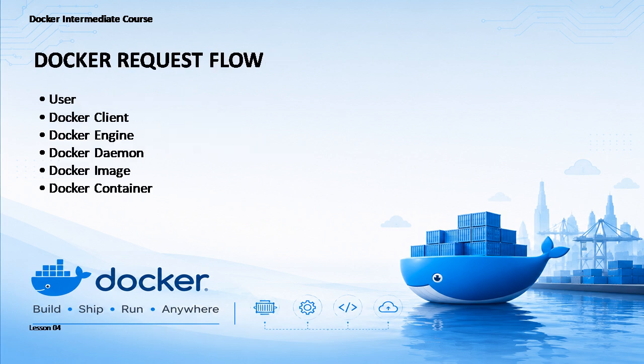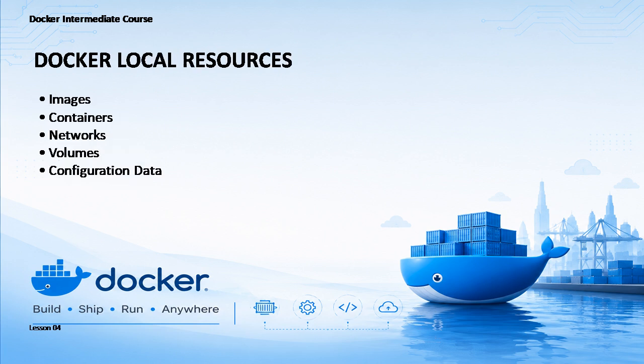Docker request flow. User. Docker client. Docker engine. Docker daemon. Docker image. Docker container. Docker local resources: images, containers, networks, volumes, configuration data.